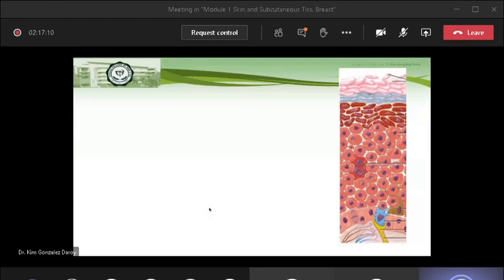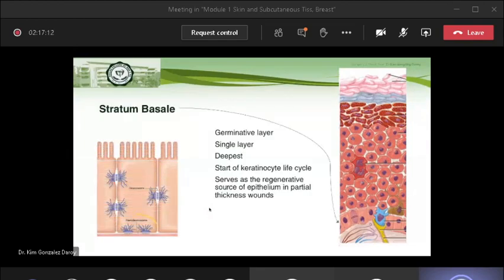So the stratum basale or the germinative layer is the deepest epidermal layer with a single layer of continuously replicating cuboidal to columnar epithelial cells. This layer is the beginning of the life cycle of your keratinocyte, and it serves as the regenerative source of epithelium in the event of a partial thickness wound.